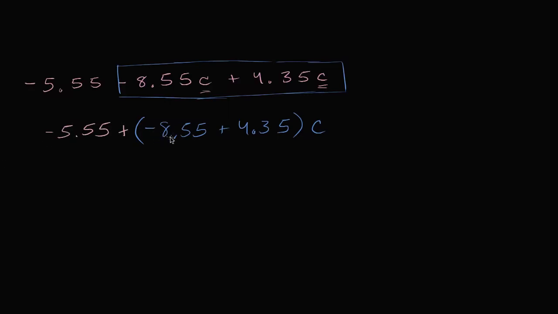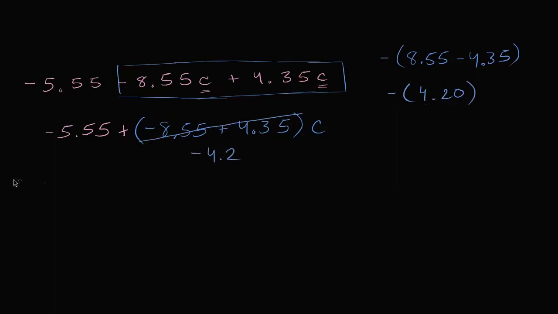Now how do we calculate negative 8.55 plus 4.35? Well, there's a couple of ways to think about it or visualize it. One way is to say, well, this is the same thing as the negative of 8.55 minus 4.35. And 8.55 minus 4.35, let's see, 8 minus 4 is 4. 55 hundredths minus 35 hundredths is 20 hundredths. So I could write 4.20, which is really just the same thing as 4.2. So all of this can be replaced with a negative 4.2.